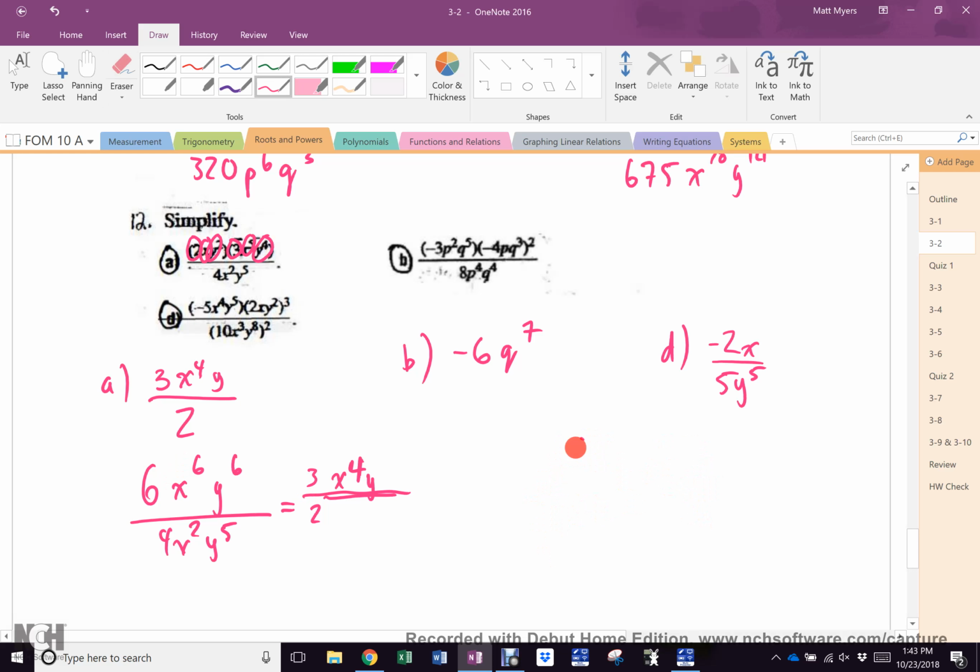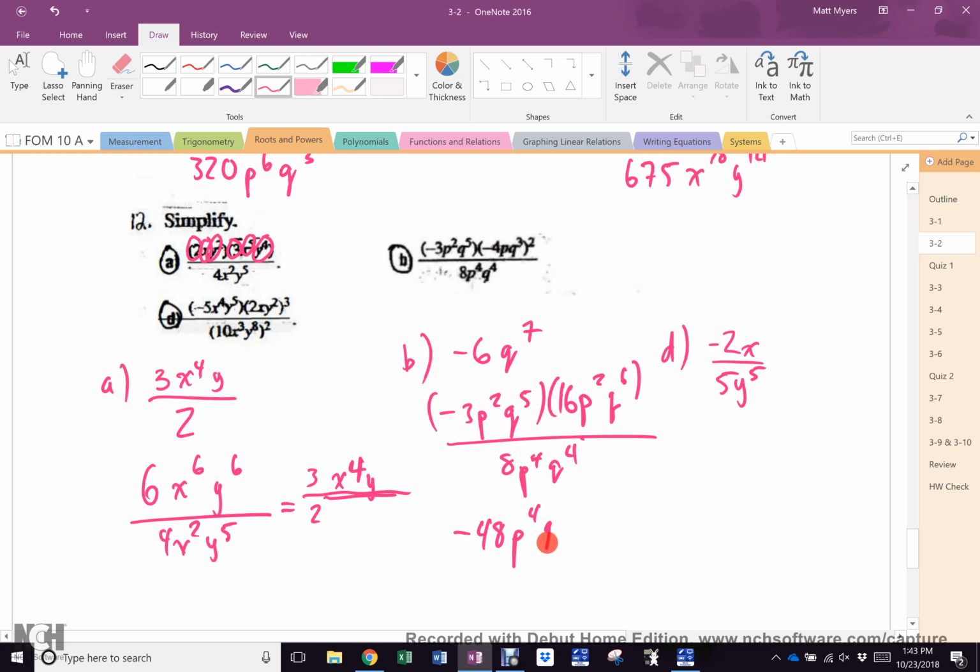B, negative 3p squared q to the 5th. What is negative 4 squared? 16. P squared q to the 6th over 8p4q4. Negative 3 times 16 is negative 48. P to the 4th, q to the 11th over 8. P to the 4th, q to the 4th.